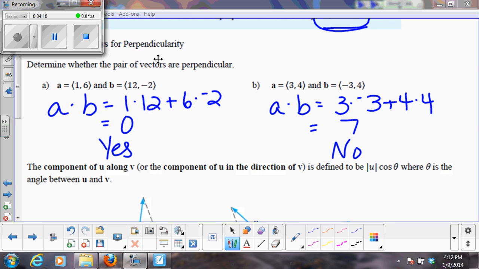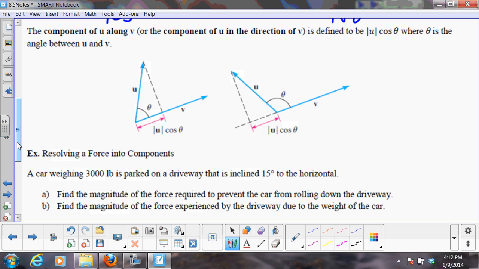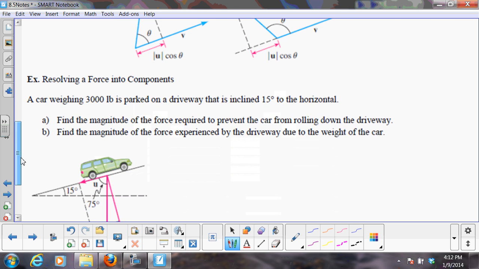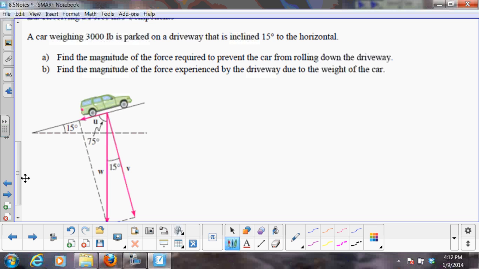And moving on. So the second one is not orthogonal or perpendicular. Now we have a component form of vectors. I'm not really 100% worried if you fully grasp this, because I'm not that worried about it. But we will touch on it. So there's some pictures of what they look like. And then we have this question about a car.